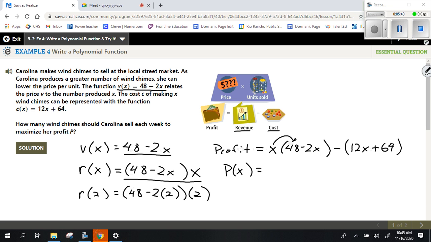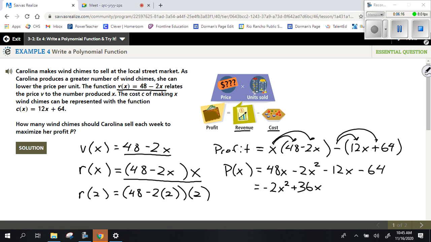So X times 48 is 48x. X times negative 2x is negative 2x squared. We're going to have to distribute this negative sign as well. So that's going to be minus 12x, right? Minus 64. Let's go ahead and combine like terms. So I've got a negative 2x squared. Looks like this 48x and 12x can be combined because they are like terms to give me a 36x, and then we'll drop down the 64.